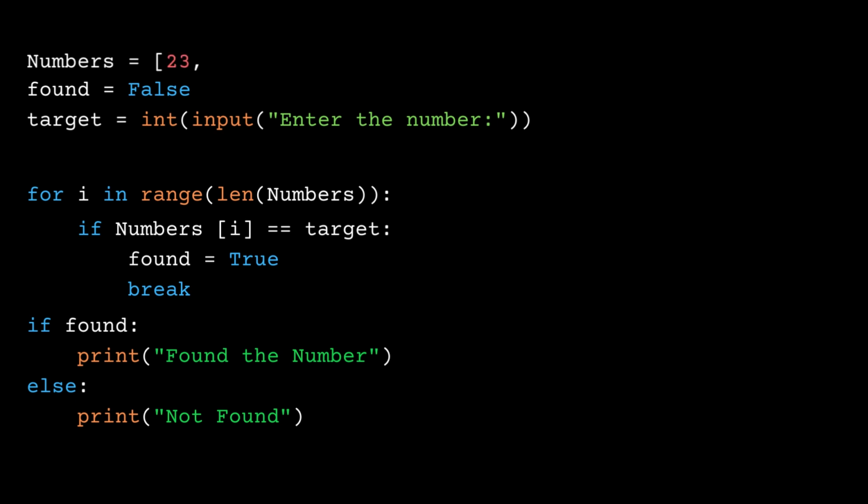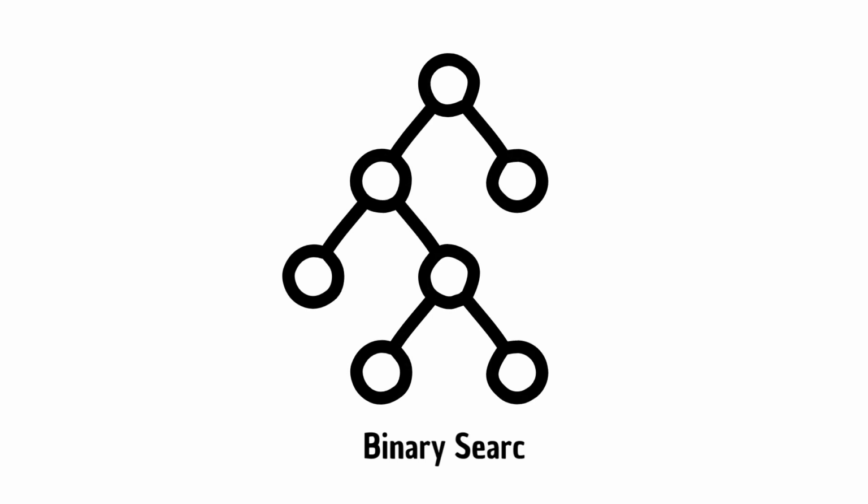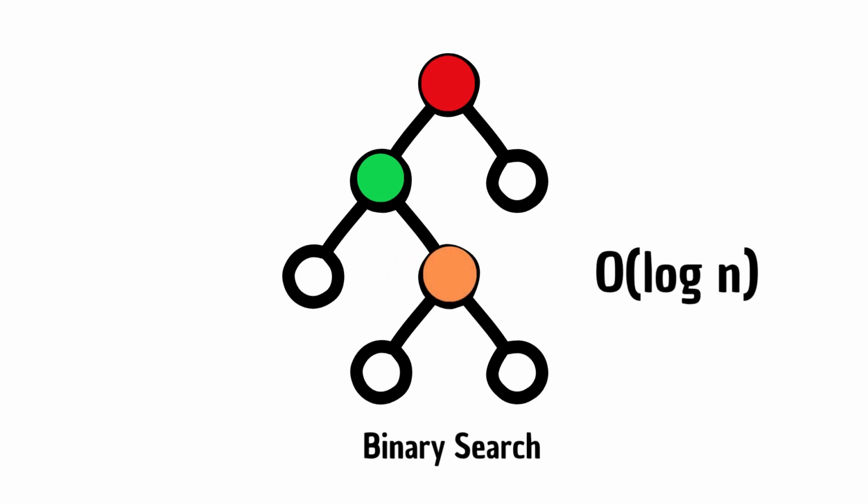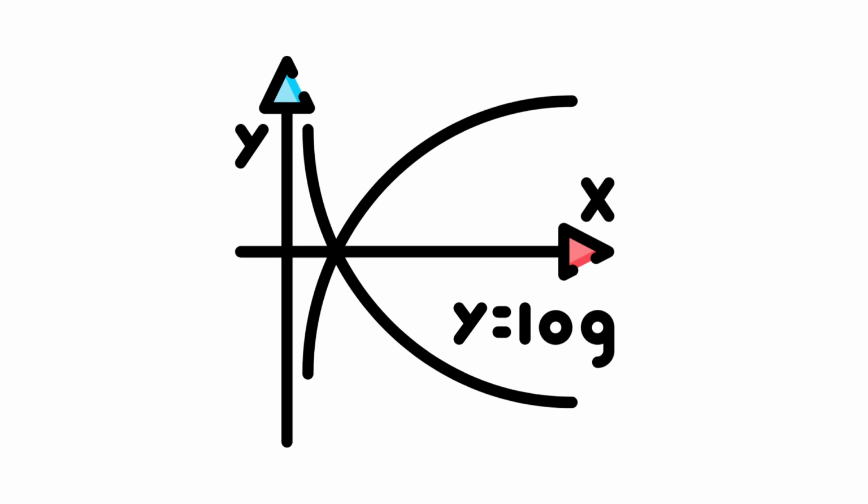This means that the running time of the algorithm increases linearly with the size of the list or array. It's efficient for small inputs, but it can be very slow for large inputs. It's better to use a more efficient algorithm like binary search, which has a time complexity of O(log n). An algorithm with a time complexity of O(log n) is considered highly efficient because the number of operations increases only logarithmically with the input size.